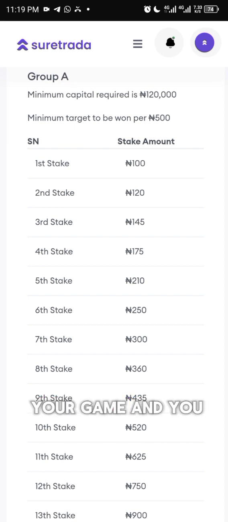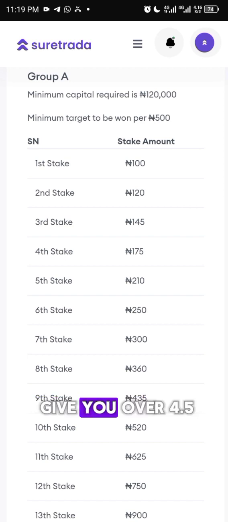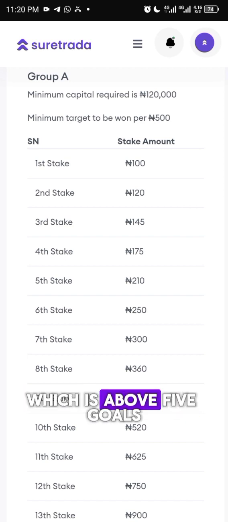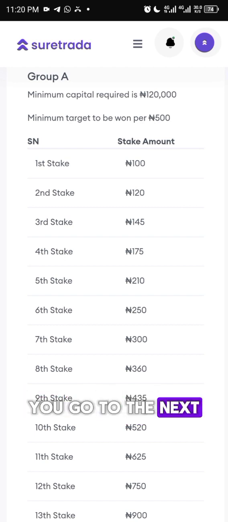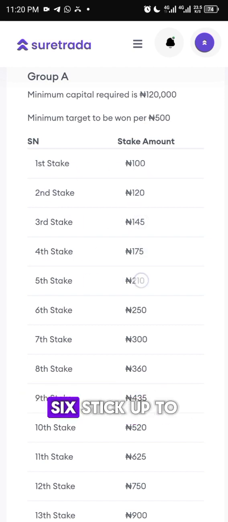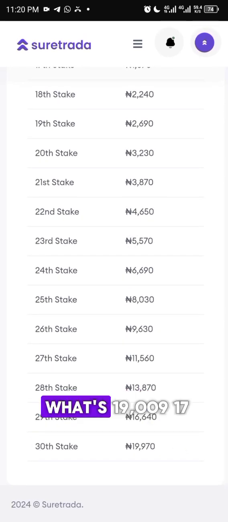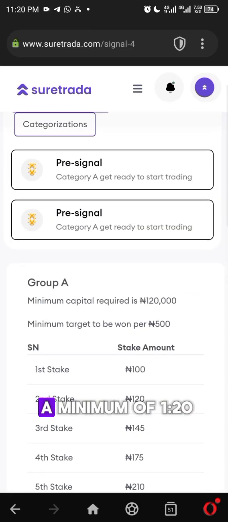So if you look at your game and you don't have over 5 goals, it simply means it was not successful. You go to the next. If the next doesn't give you over 4.5, which is above 5 goals, you go to the next. And you keep doing this for the first stake, second stake, third stake, fourth stake, fifth stake, sixth stake, up to the 30th stake, where you'll be putting what? 19,970. Now, that is why you are required to have a minimum of 120,000.